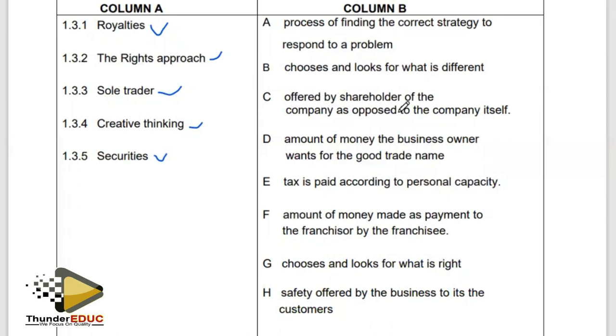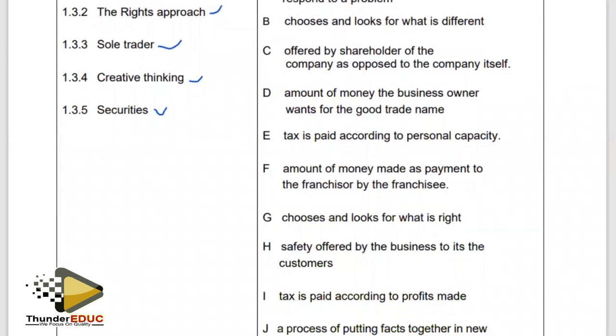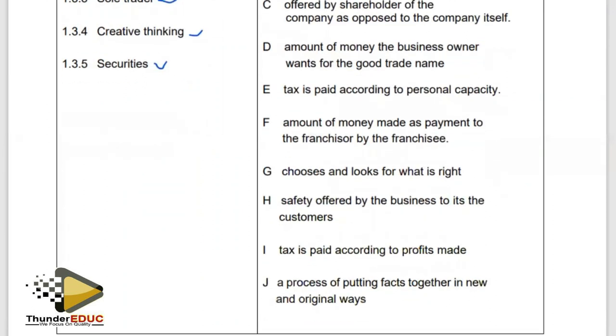This is offered by shareholders of the company as opposed to the company itself. And what is that? Then you try to consist somewhere. There's something which creates sense here. D, amount of money the business owner wants for the good trade name. Yes, I know. It feels like there's something from the terms that it is trying to correspond with. Read before you give the answer. Try to read all of the descriptions, because there could be a most appropriate one. Yes. For example, look at E. A tax is paid according to personal capacity.